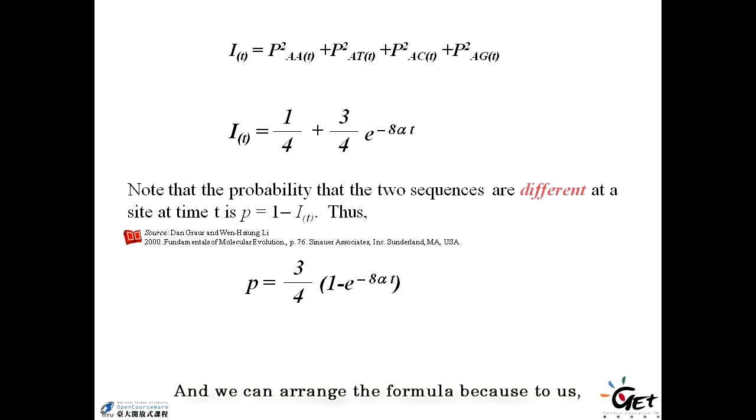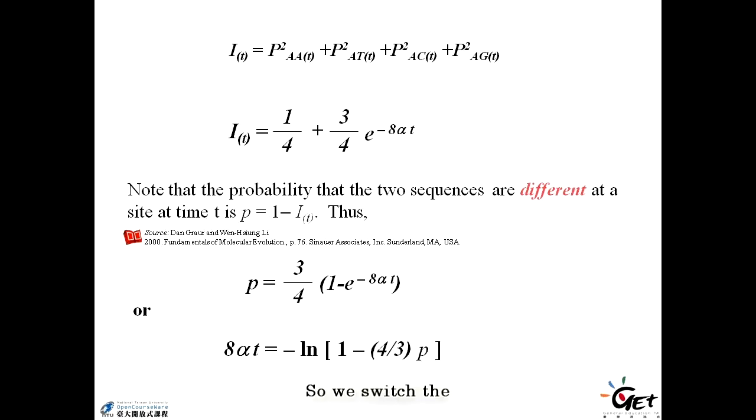And we can rearrange the formula because we are more interested in the changes, actually the alpha. What is the alpha and what is the probability? So we can rearrange to a natural log. So you switch the parameters on both sides of the equation and you can get the formula at the bottom. So that's the thing we want to, at the end, talk about.